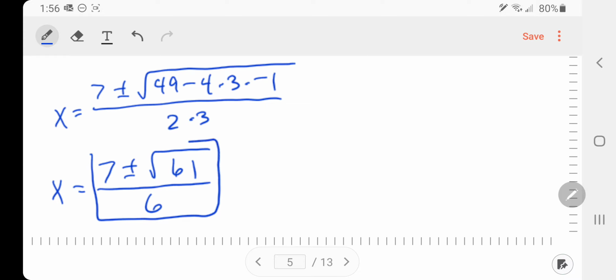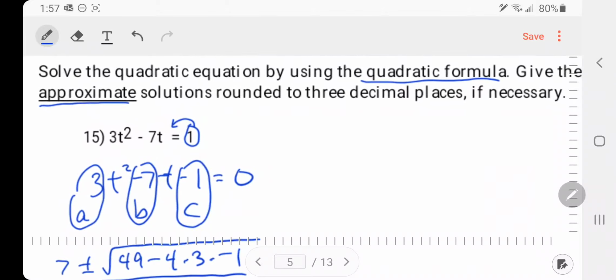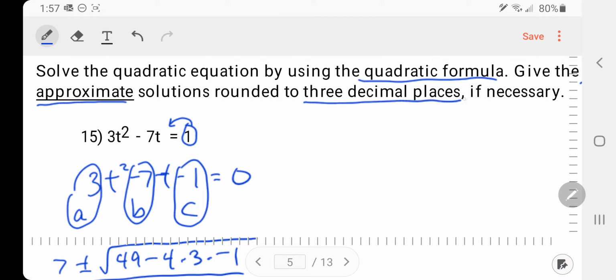Now those are the exact solutions. I now need to plug that into the calculator to get the approximate solutions. Here we go. 7 plus, excuse me, square root of 61 all over 6. And where did they want to round that to? 3 decimal places.